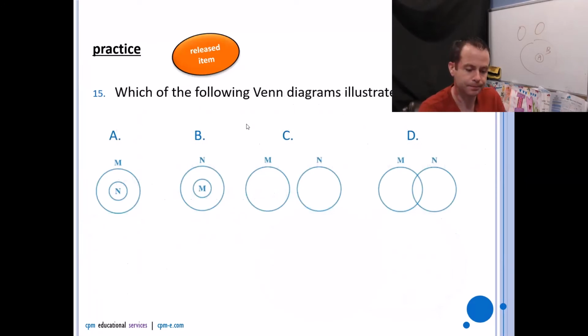Next up, which of the following Venn diagrams illustrates M intersect with N is empty. Okay, M intersects with N is empty. Well, in order for the intersection to be empty, there must not be any common things between M and N. So that's going to have to be C.